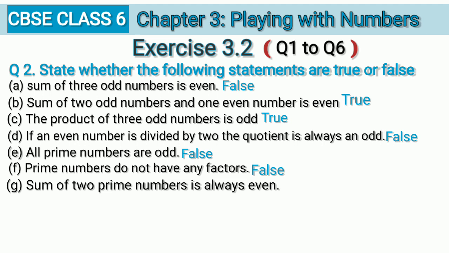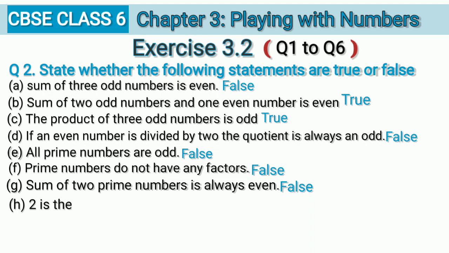Next statement, the sum of two prime numbers is always even. No, not always. Sometimes it will be odd, sometimes it will be even. For example, if we add two prime numbers 2 and 3, we have an odd number as the answer. And the sum of prime numbers 3 and 5 is 8, which is an even number. So it is not always even. So the sum of two prime numbers is always even is a false statement.